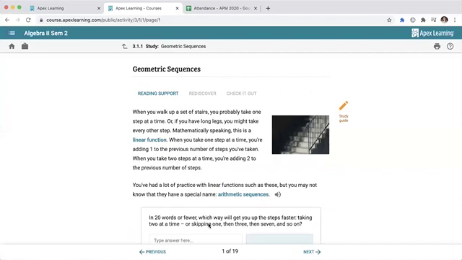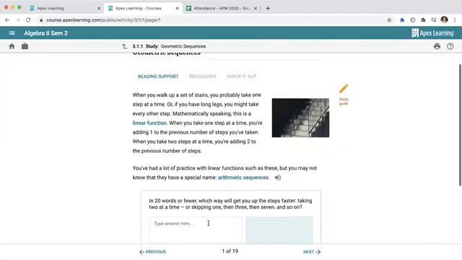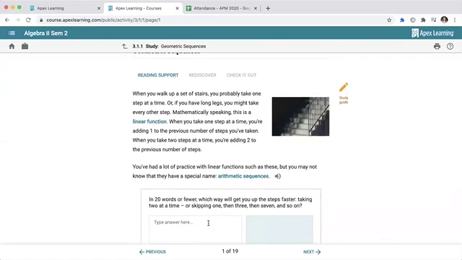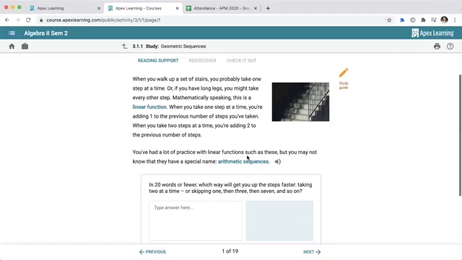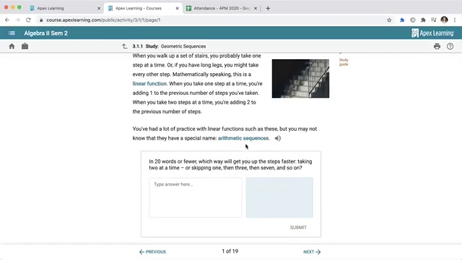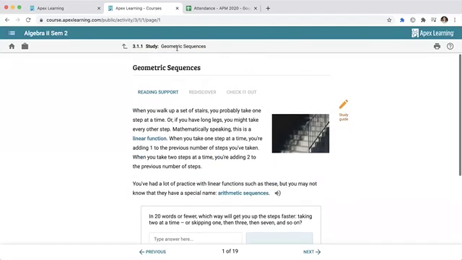they go to another example here about stairs, walking upstairs, and it being a linear function. Then they want to introduce us to this special name called an arithmetic sequence. Because obviously we're looking at geometric sequences, so before we identify that, we've got to identify something that we already know, like a linear function, but we haven't been using this terminology of an arithmetic sequence.